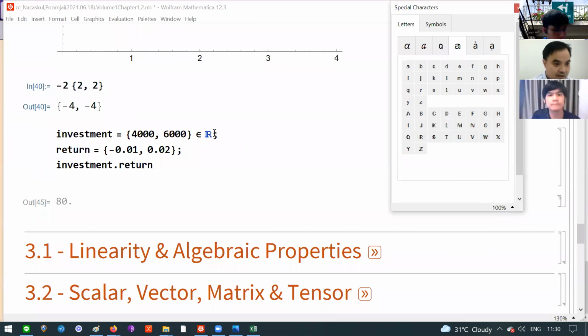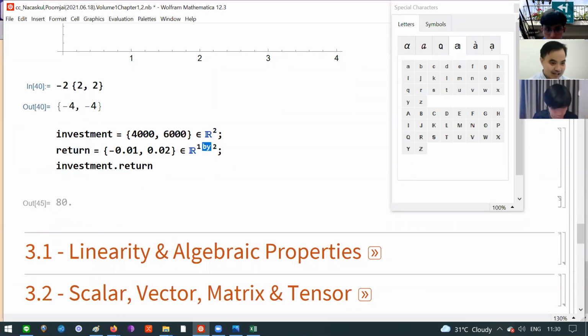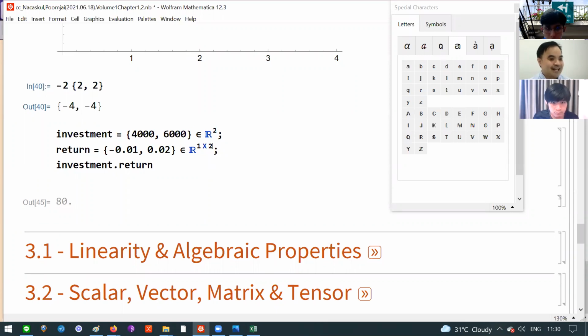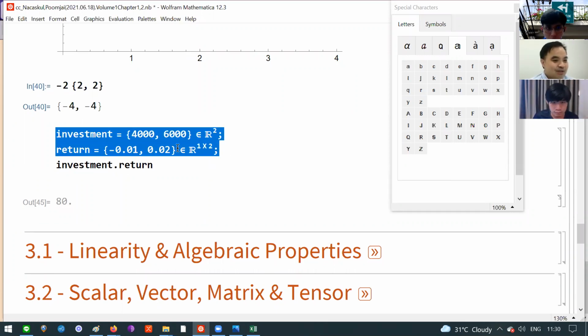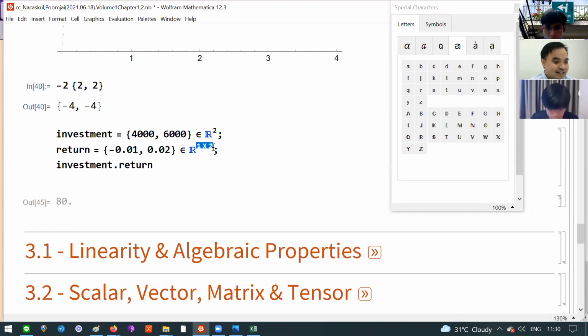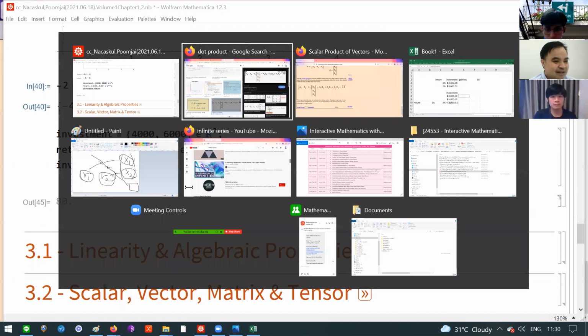Real number of dimension 2. Okay, 2. Now this one, technically, if you put it on the left-hand side, is dimension 1 by 2, or 1 cross 2. So I'm going to say this is my convention now. Instead of just putting the length of the vector, let's make something more interesting.